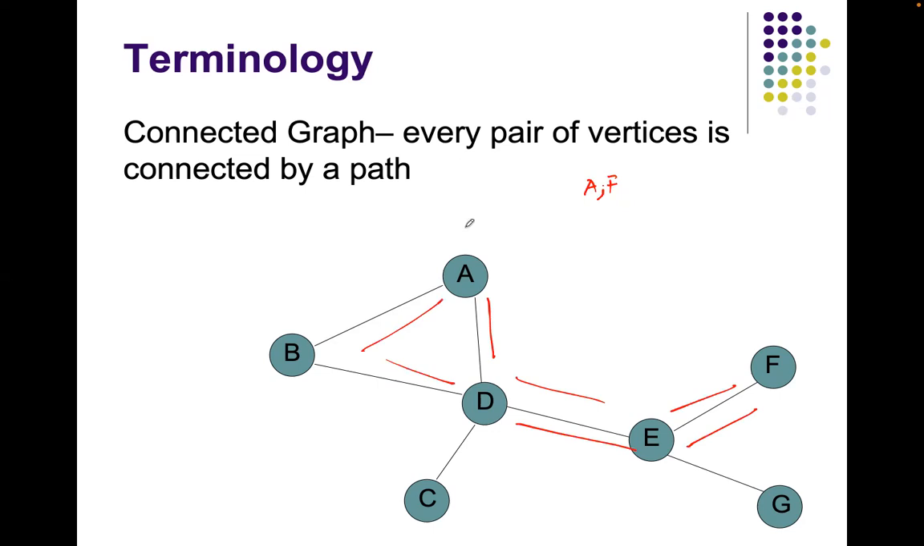Now pick any pair of nodes. There should be a connection by a path in this graph. For example, A to C, A to D, A to B, or any pair of nodes like B to F, there should be a connection by a path. So if this is the case, it means every pair of vertices is connected by a path. This is known as a connected graph. So this graph is connected. Just pick any pair of nodes, and you will see that there is a path from one node to the other.